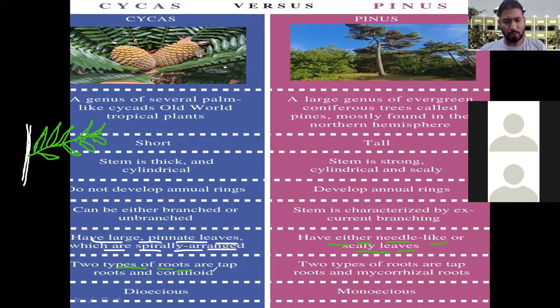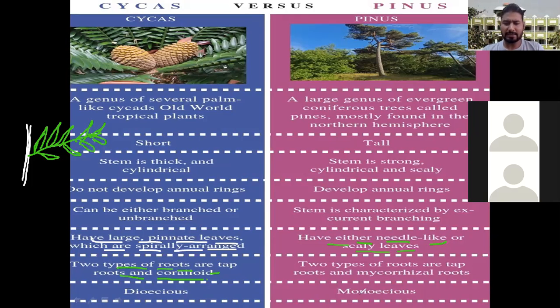Conifers means xerophytes. So they have either needle-like or scaly leaves. Cycas has two types of roots, tap roots and coralloid roots, which you have seen. I told you most gymnosperms have the tap root. Along with the tap root, they also have the coralloid root. Coralloid root is not a type of root in general. It is a special type of root where some nitrogen-fixing cyanobacteria get associated and are involved in nitrogen fixation.